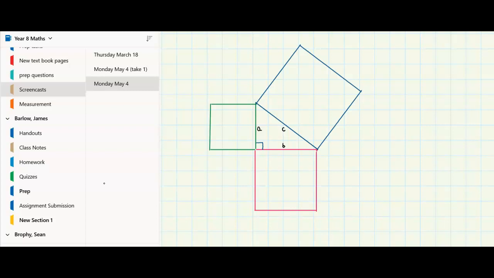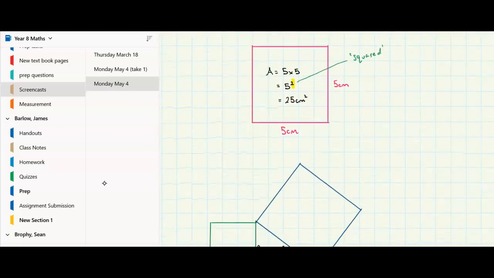Righto, so let's look at this green square, the smallest of our areas. What is its area? What we've worked out is that for a square, you've just got to square the side. So if it's a 5 centimeter square, then you square the 5. Why is it called 5 squared? Because it creates a square.